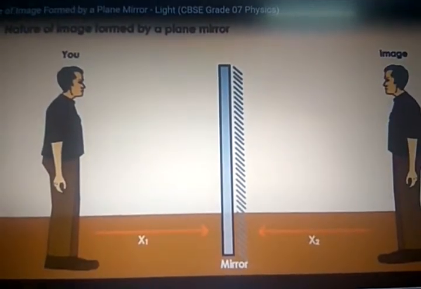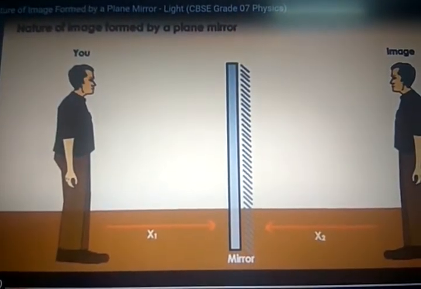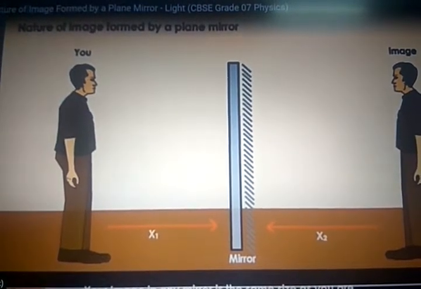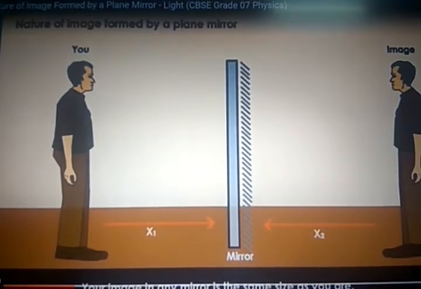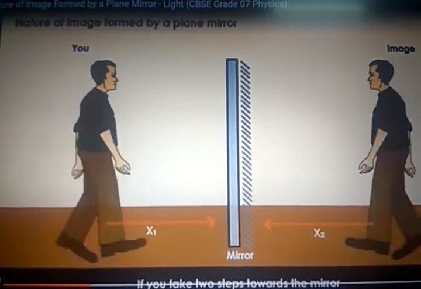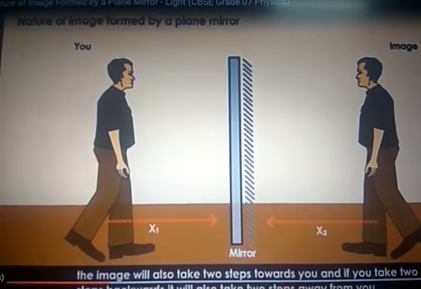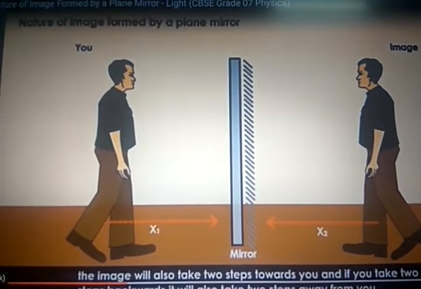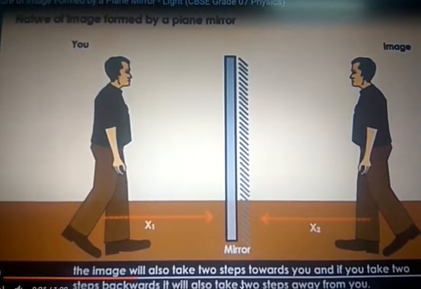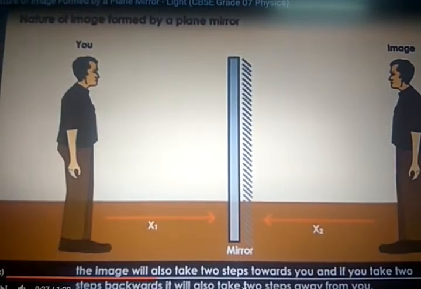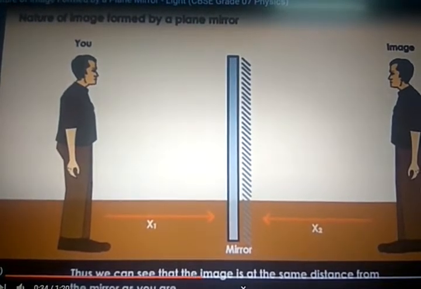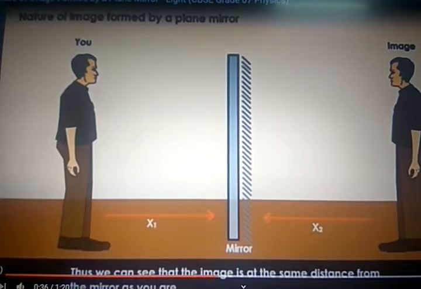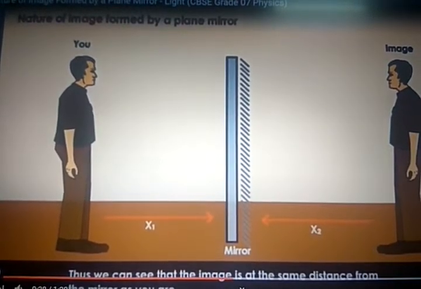Nature of image formed by a plane mirror. Your image in any mirror is the same size as you are. If you take 2 steps towards the mirror, the image will also take 2 steps towards you. And if you take 2 steps backwards, it will also take 2 steps away from you. Thus, we can see that the image is at the same distance from the mirror as you are.